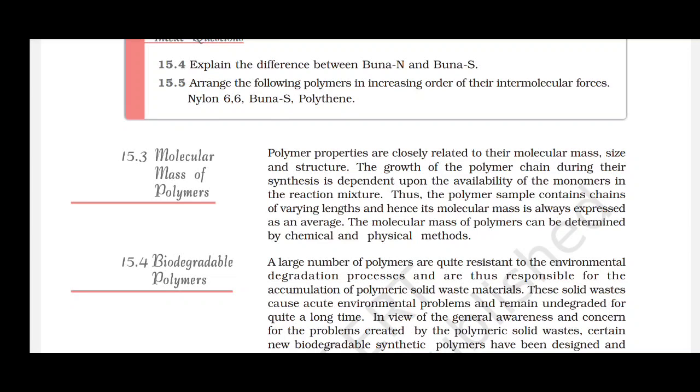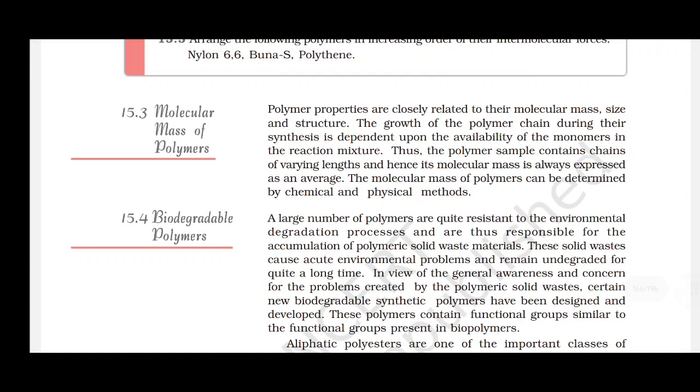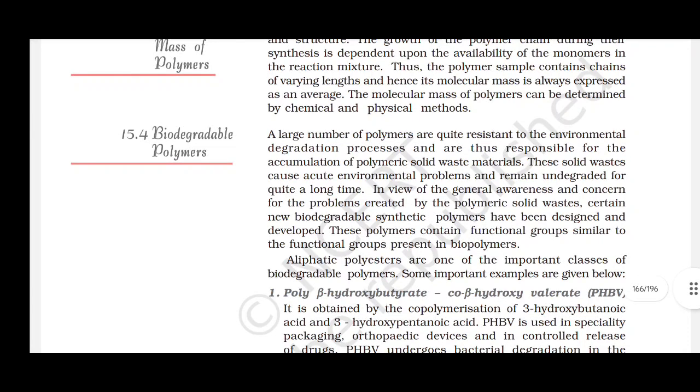A large number of polymers are quite resistant to the environmental degradation process and are thus responsible for accumulation of polymeric solid waste materials. These solid waste cause acute environmental problems and remain undegraded for quite a long time. In view of general awareness and concern for the problems created by polymeric solid waste, certain new biodegradable synthetic polymers have been designed and developed.